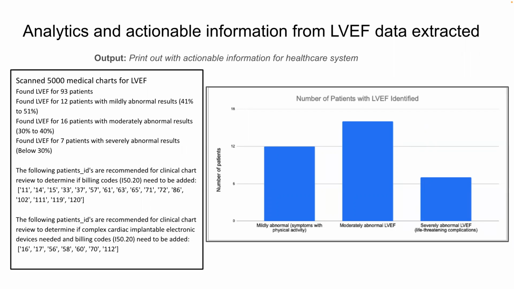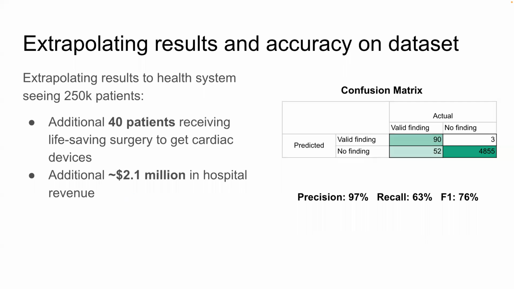Patients with moderate and severe findings should be checked to ensure they have heart failure billing codes tied to their encounter. Additionally, the 7 patients with severe LVEF may qualify for life-saving cardiac devices and should be reviewed by a clinician. If we extrapolate our findings to a larger health system, seeing 250,000 patients, we estimate that implementing this code in follow-up care could result in 40 patients receiving life-saving cardiac care devices. Furthermore, this would drive an additional $2.1 million of revenue for the hospital system providing care.